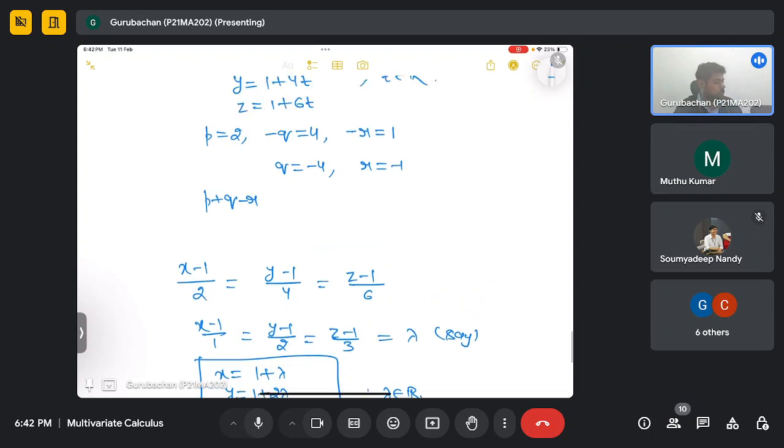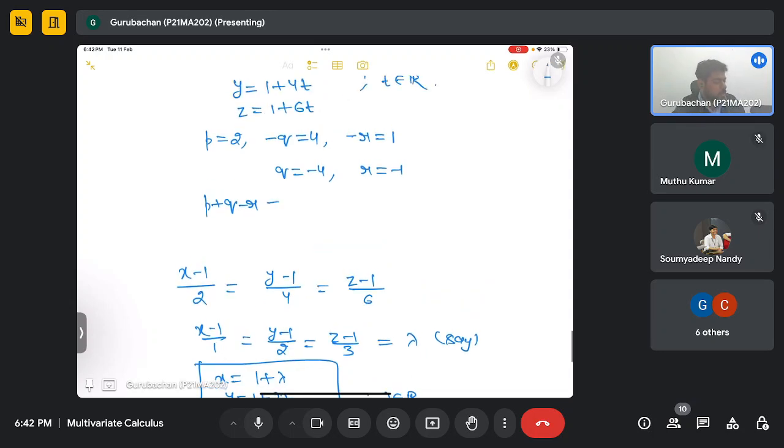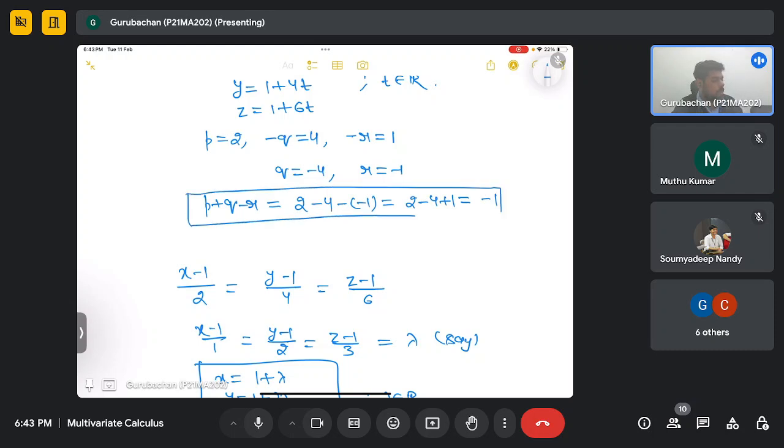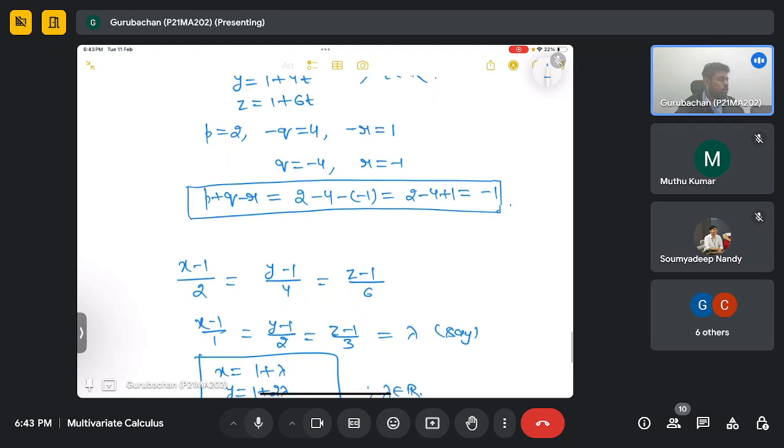Okay. So the value of p plus q minus r will be 2 minus 4 minus of minus 1. So it will be 2 minus 4 plus 1, which comes out to be minus 1. So this is the value of our asked p plus q minus r.